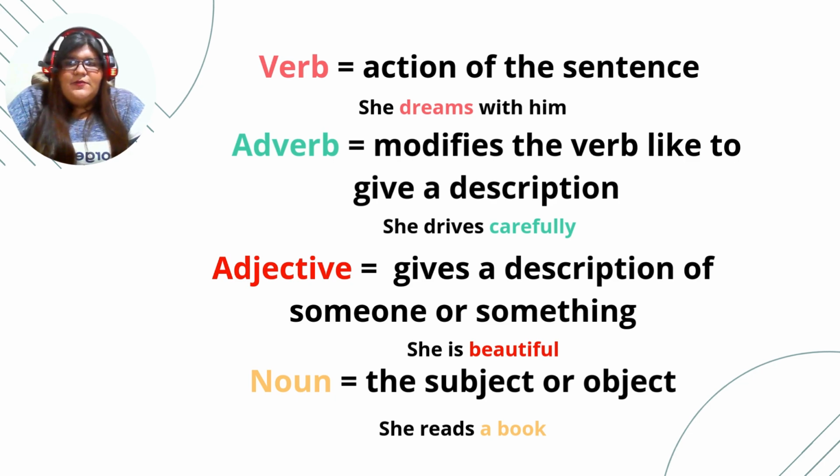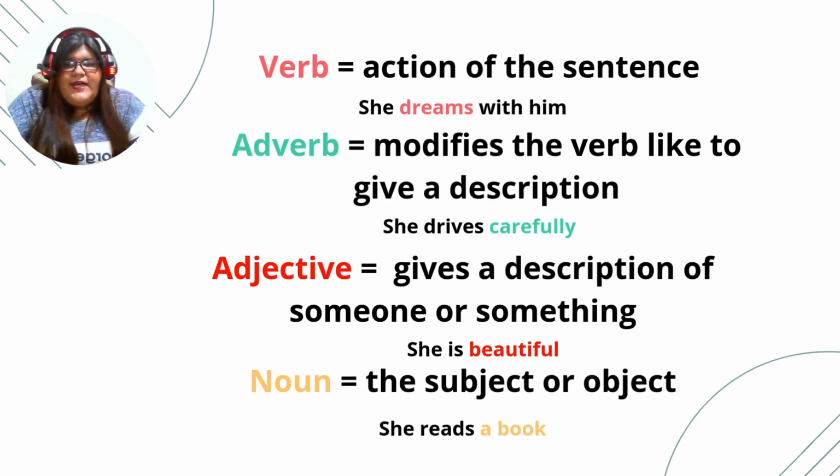Verb is equal to the action of the sentence. For example, she dreams with him, right? With her crush. What is the action or verb in this sentence? Yeah, dreams, the pink word. Then we have adverb: it modifies the verb, to give a description of the action. In this case, what is the action? The verb, right? For example, she drives carefully. Carefully is the adverb.